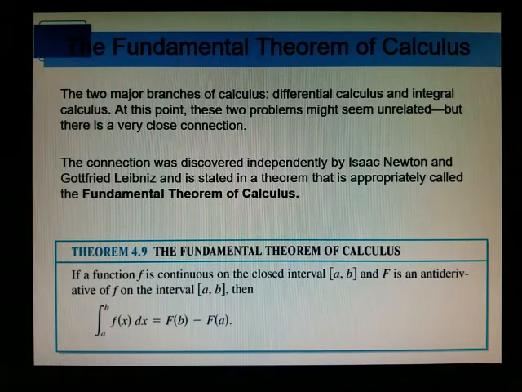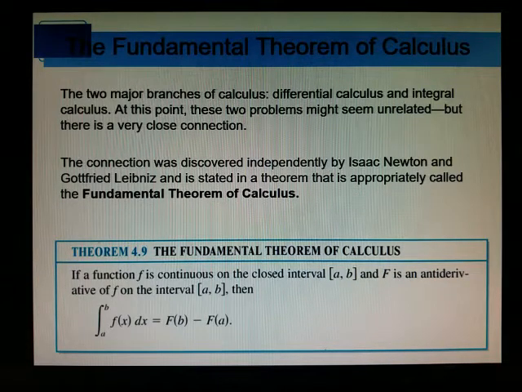All right, so the two major branches of calculus, that was differential calculus and integral calculus at this point. These are two problems that might seem unrelated, but they're actually very closely connected. The connection was discovered by Isaac Newton and Gottfried Leibniz and is stated in a theorem that is appropriately called the fundamental theorem of calculus.